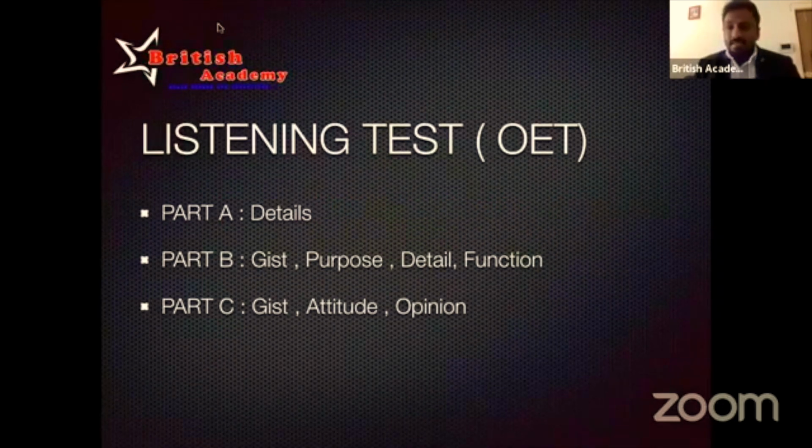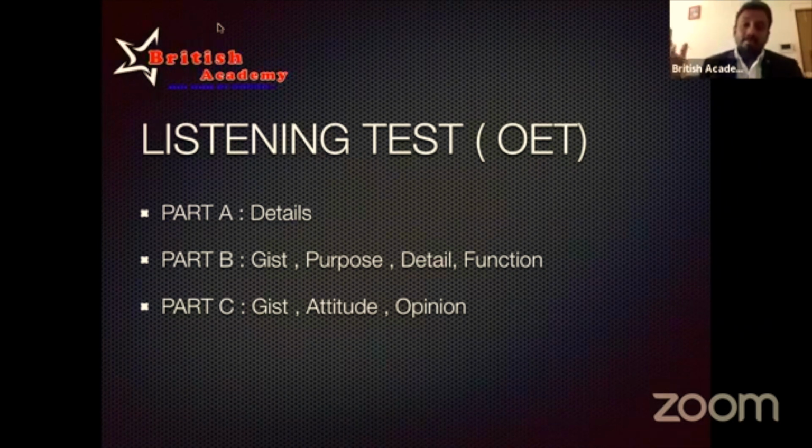The listening test is divided into three parts: part A, part B, and part C. In part A listening, they are trying to understand how well you can capture details, because this would be a communication between a healthcare professional and a patient. Most of the time you will listen to two speakers speaking about the condition, and the maximum amount of speaking would be done by the patient, not by the healthcare professional.